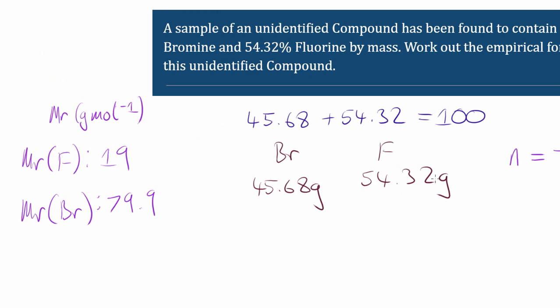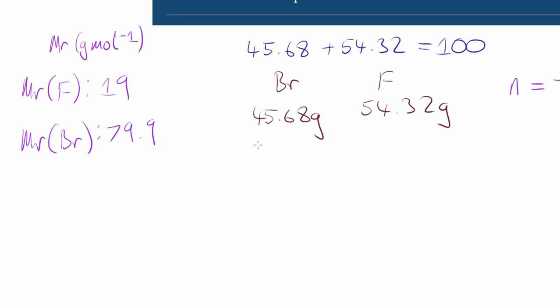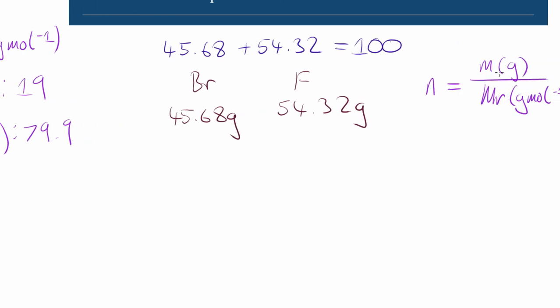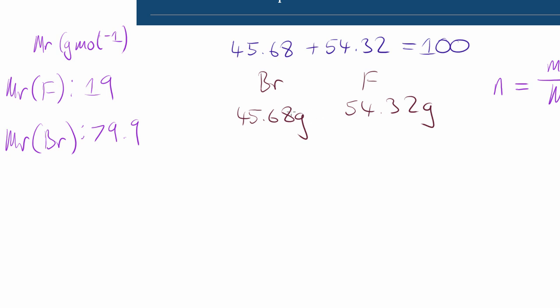So what we can now do is use these values and, using the moles equals mass divided by molar mass equation, divide these by their respective molar masses. So divide this by, in bromine's case, 79.9, and in fluorine's case, divide it by 19. If we work this out, we've established the comparison between the amount of substance in the form of moles. I'd invite you to have a go, calculate this, and see what you get.